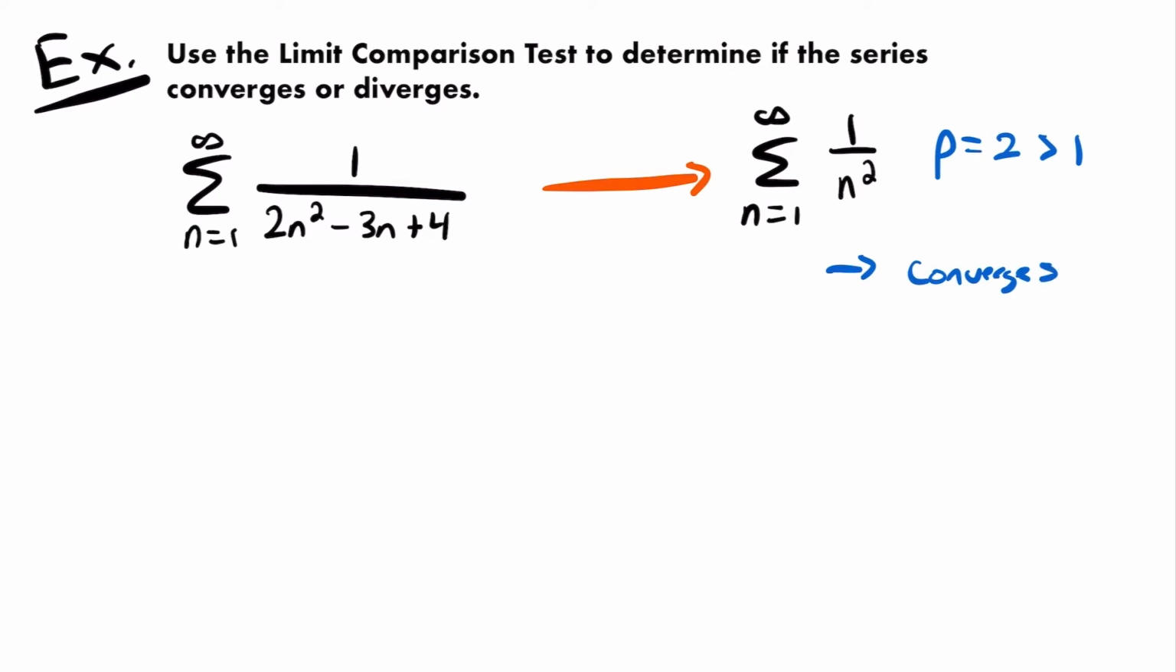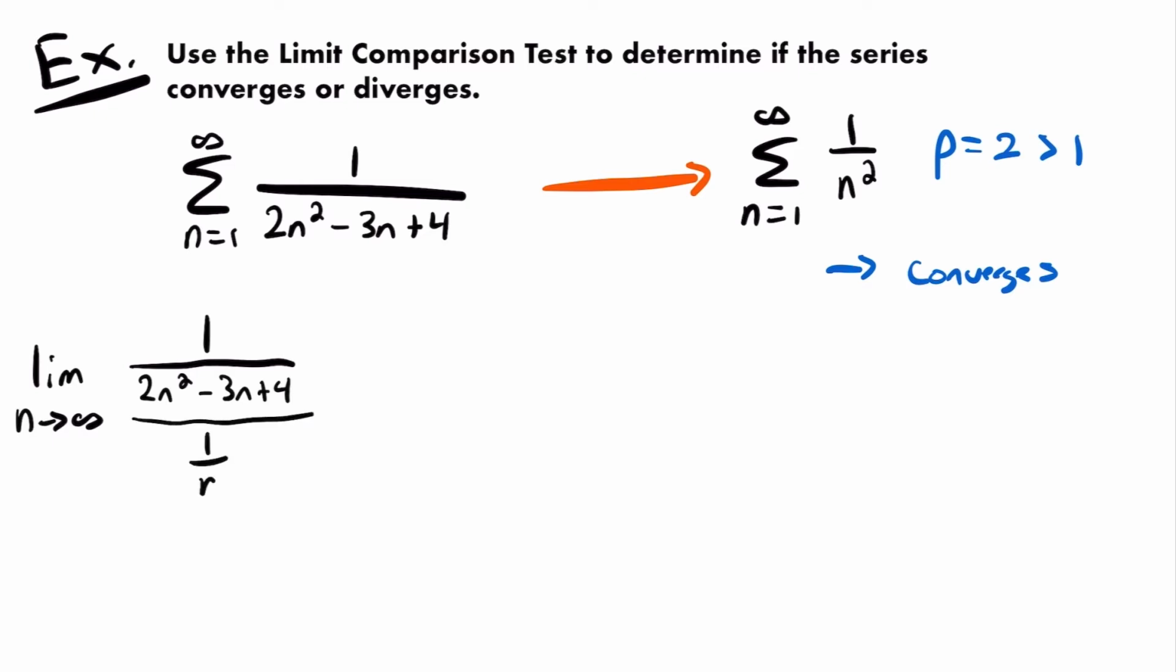Now that we have our comparison series and we know that it converges, we are ready to look at the limit of this series divided by this series. Here's what that looks like. We'll have the limit as n approaches infinity of 1 divided by 2n squared minus 3n plus 4, divided by 1 divided by n squared.